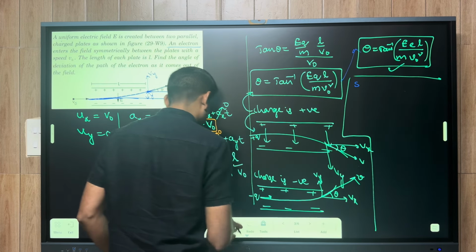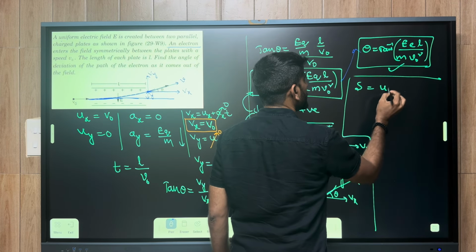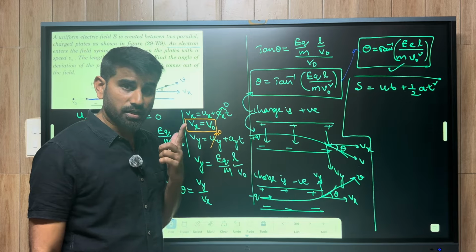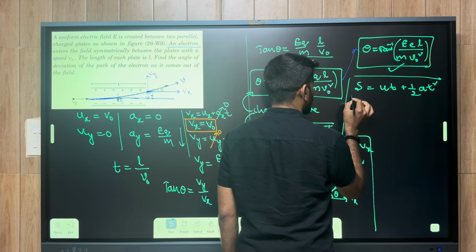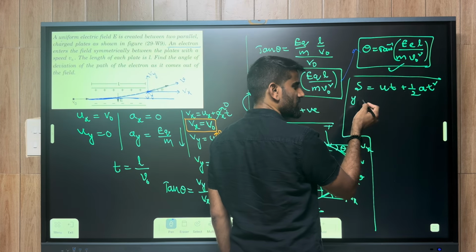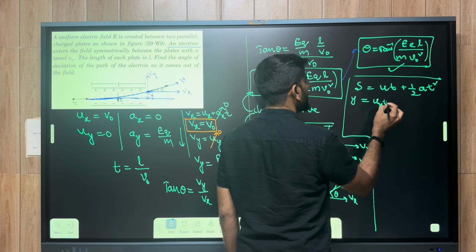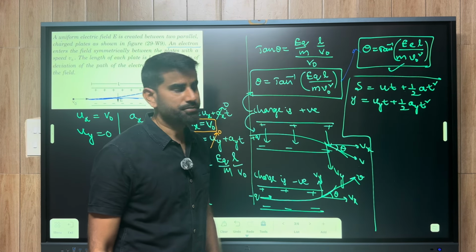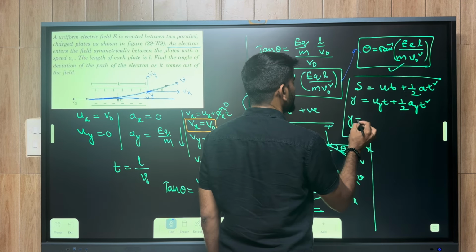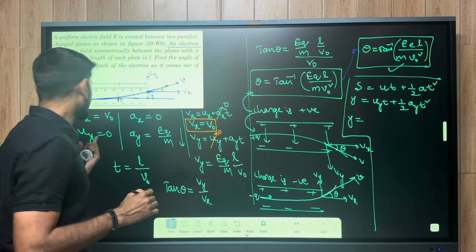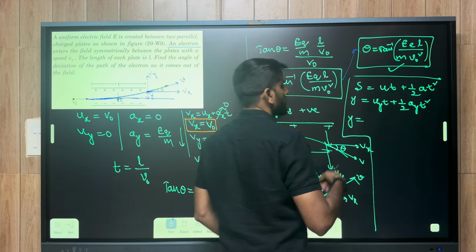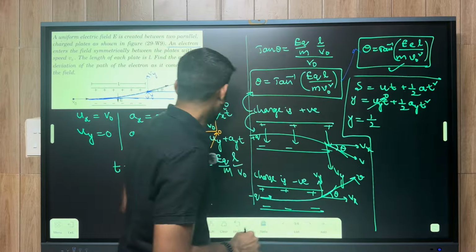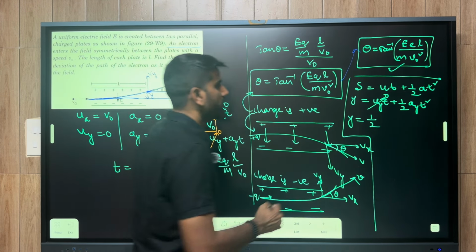S is equal to ut plus half at square. As we are dealing with the vertical direction, I am going to rewrite this equation as y final minus y initial. I am going to take this as displacement y, equal to uy t plus half into ay t square, all the vertical components that I have used. Now vertical displacement y is equal to, what is uy? Uy is equal to 0, which is already given. So this will be 0, and half ay. Ay is how much? Ay is equal to eq by m.